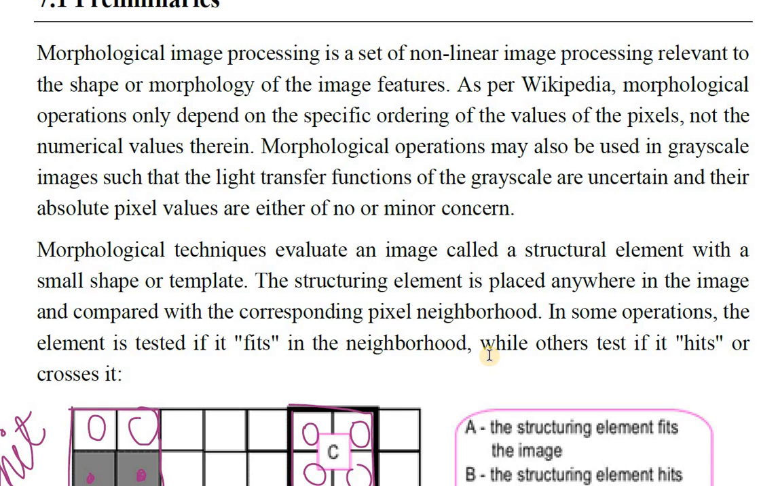Now morphological operations can also be used in grayscale images. We are going to see them for both binary images also, grayscale images also. Binary images are nothing but images where only 0 and 1, black and white values are there.